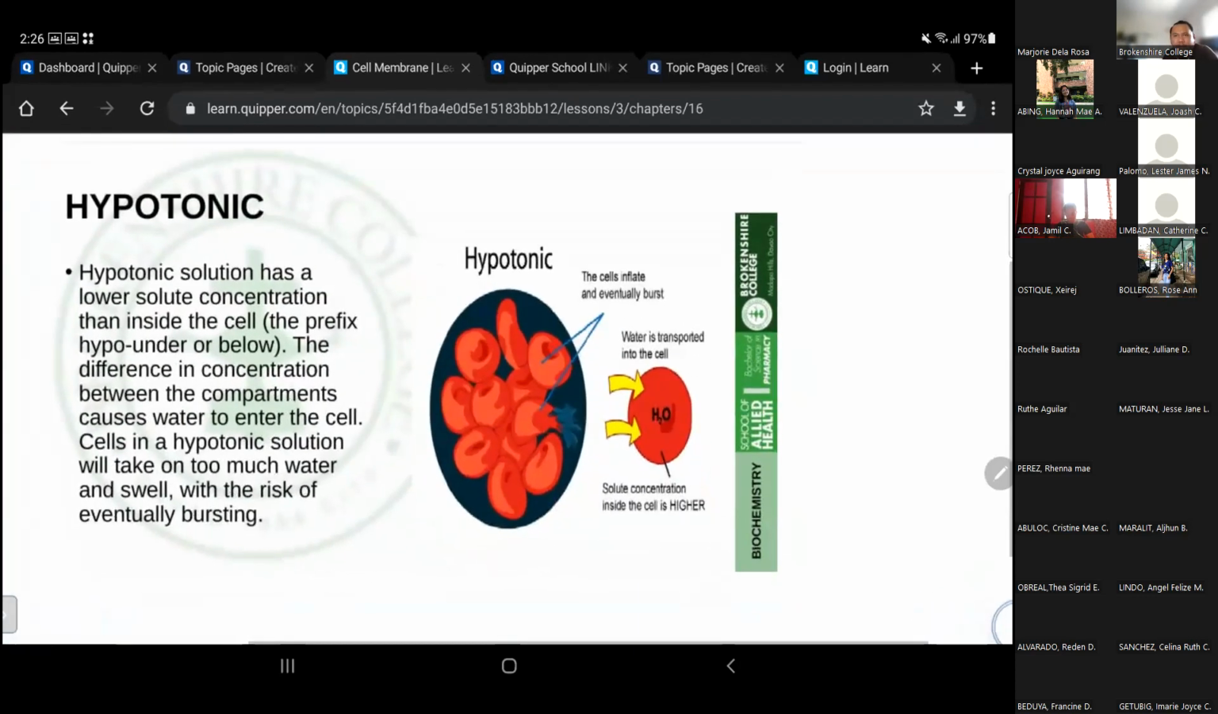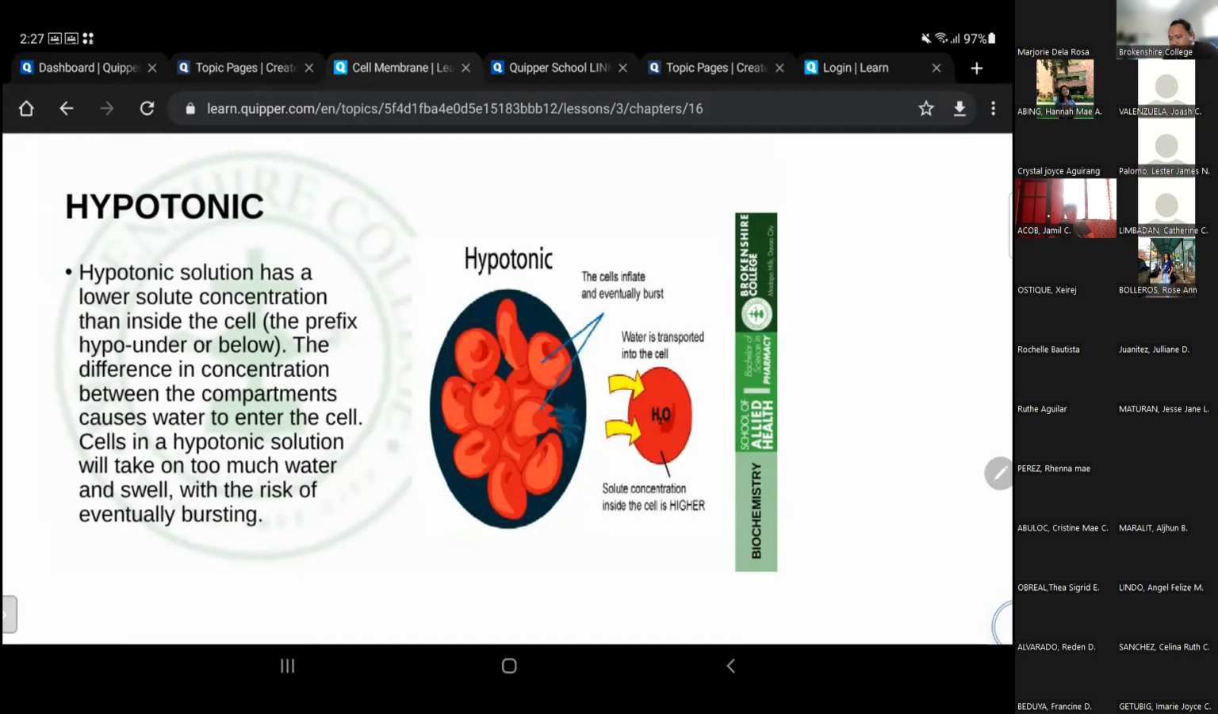Hypotonic. On the other hand, when it is hypotonic, the environment where the cell has been exposed is one where the concentration of water outside is higher than inside of the cell. So again, the water will move inside the cell, causing it to become big. A hypotonic solution has a lower solute concentration than inside of the cell.